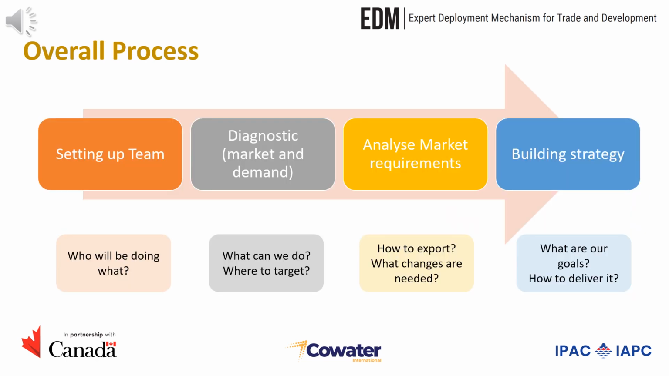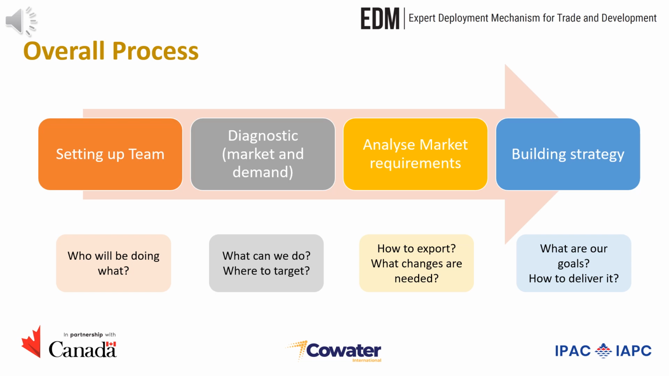Before delving into each step, we would like to introduce the overall process for developing an export strategy at the cooperative level. This covers the 4 major steps. Step 1 involves setting up the team to develop the strategy and assigning who will do what. Step 2 covers the diagnostic, or assessment of markets of demand, to understand what the cooperatives can produce and what markets it could target. Once the cooperatives have identified the potential markets to target, the next step is to analyze the market requirements. This step will help the cooperatives determine how to export and what changes are required.